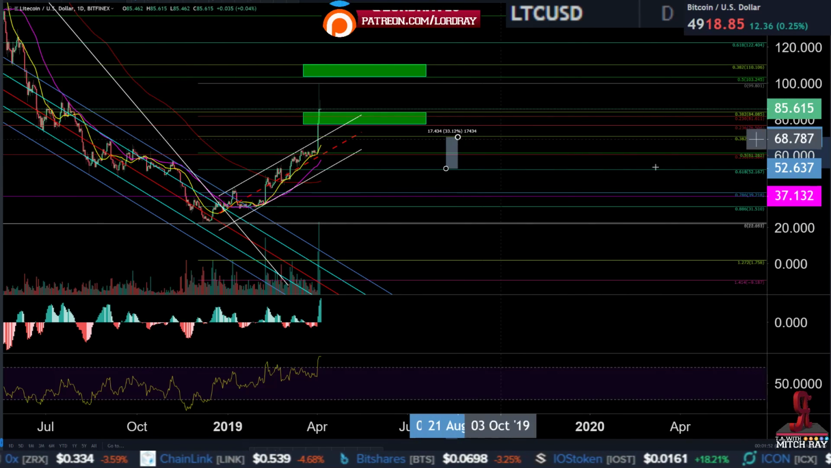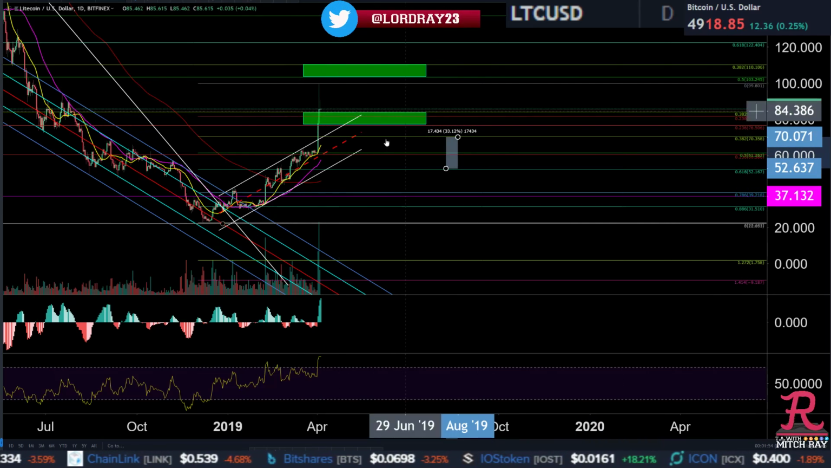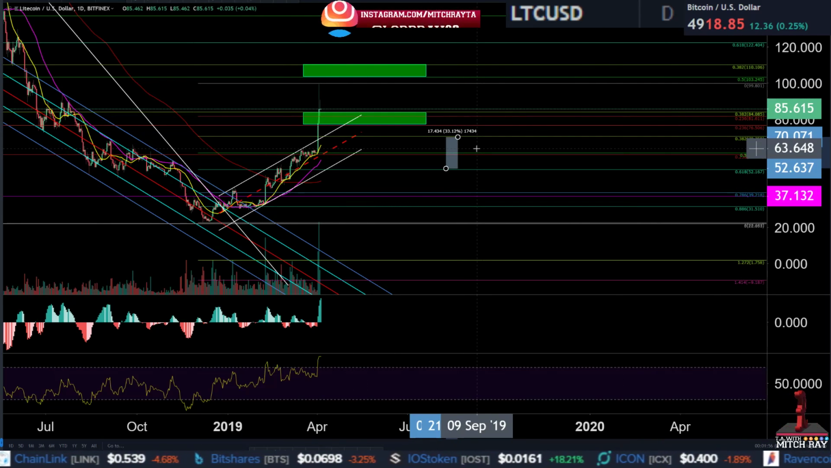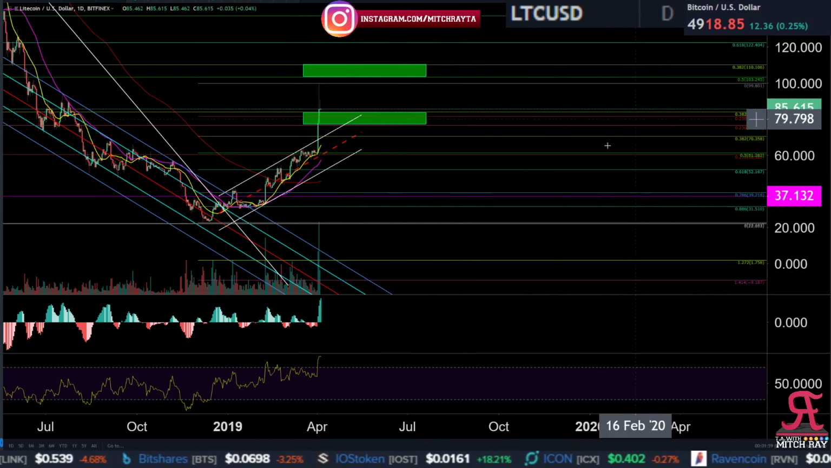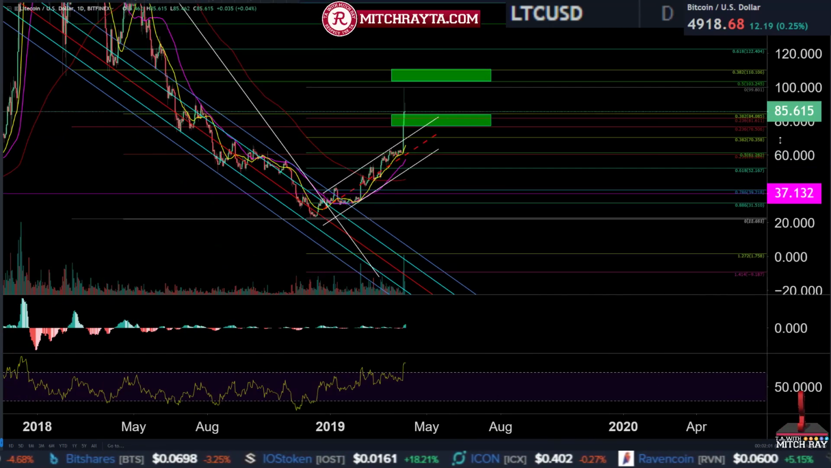All right, here you go. 52 to 70 if we were to actually pull back for real. But you just never know, man. The impulse has just started, and maybe we go up some more. And it's all dependent on Bitcoin, I think.